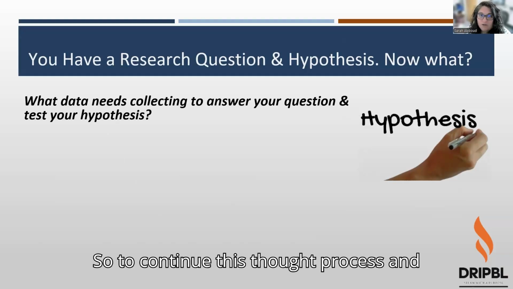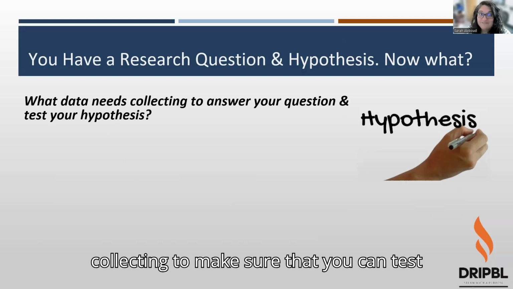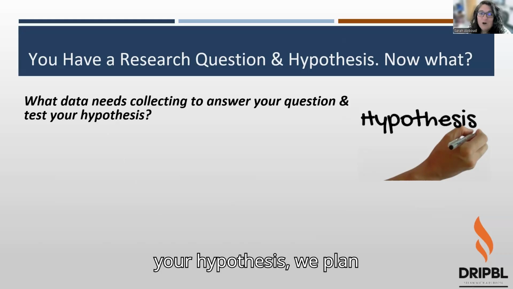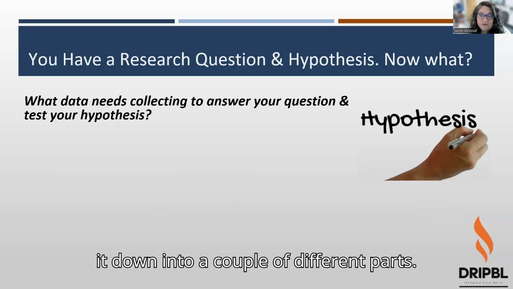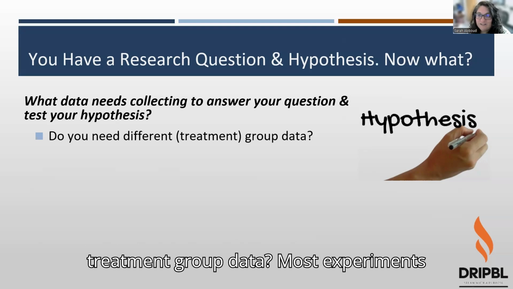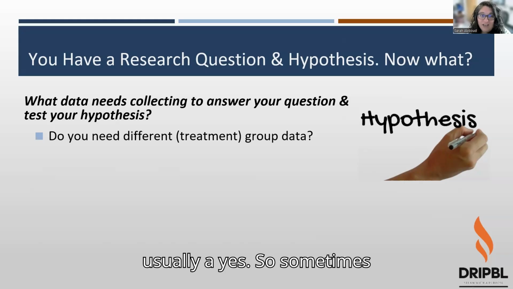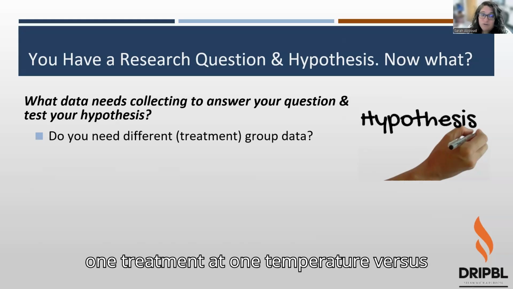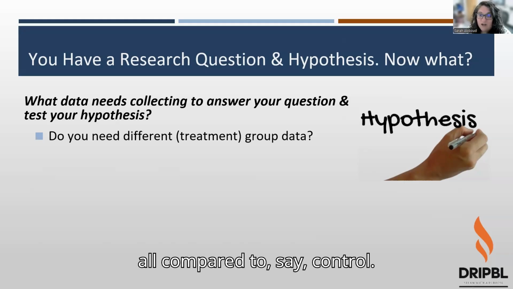So to continue this thought process and questioning what type of data needs collecting to make sure that you can test your hypothesis, we plan our experiment very carefully. Collecting data to effectively answer your research question, we have to break it down into a couple of different parts. For example, do you need different treatment group data? Most experiments involve comparing outcomes. This is usually a yes. So sometimes one treatment at one temperature versus another treatment at another temperature, all compared to, say, a control.